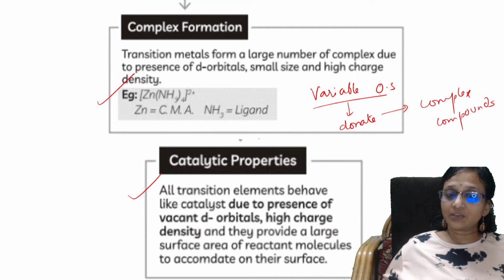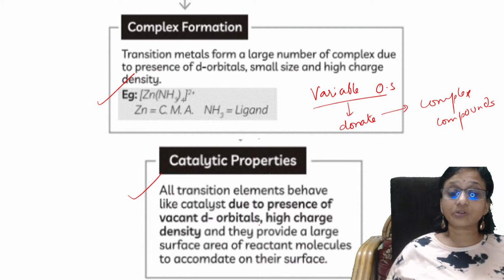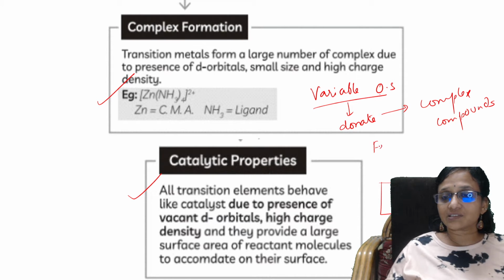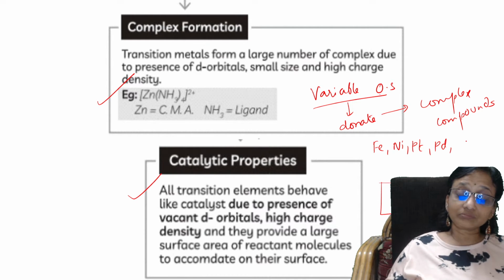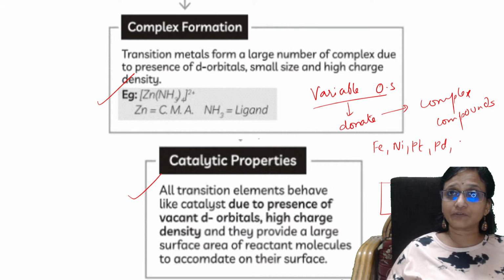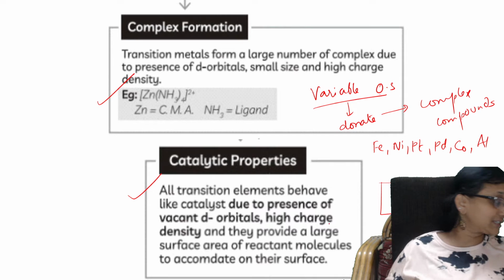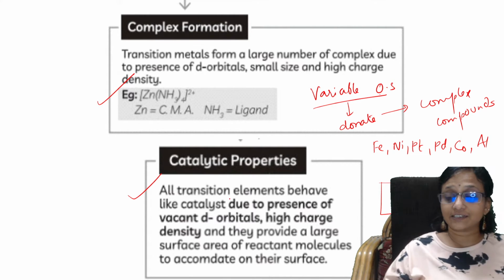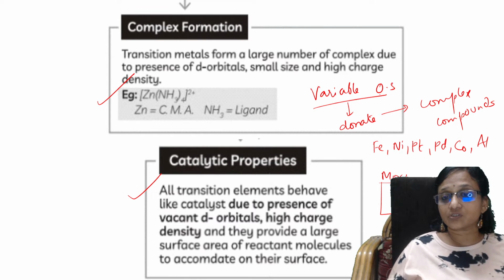Then catalytic property. We very well know they have vacant d orbitals, and charge density is also more, so they provide large surface areas. They have very large surface area on the metal, so that's why iron acts as a catalyst, nickel acts as a catalyst, platinum, palladium. Cobalt also I can take, aluminium also in certain cases. So like that, they act as catalysts because of more surface area. This topic also I have taken. Please take it and note it.